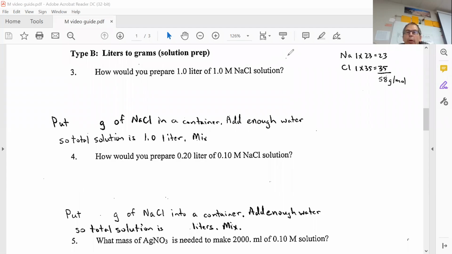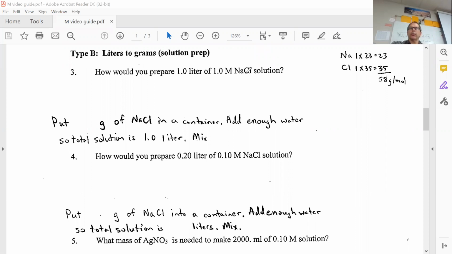In this video, we're looking at page 3 of the homework packet, and we're going to do what I'll call a type B problem, and that's preparing a solution. So let's say I want to prepare 1 liter of 1 big M, which is 1 molarity NaCl solution.